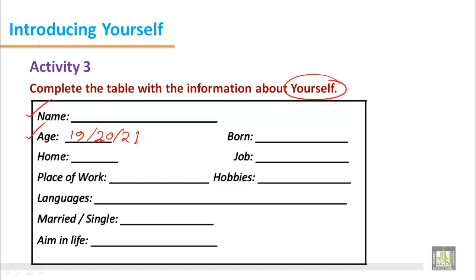Where were you born? You can write the place where you were born. So it can be Abha or something else. You write the information about your home. Where is your home? So this way you are going to complete the information about yourself. You can write the aim of your life here. Like Ali, he wants to be a teacher, but it can be different for you. You can write, for example, you want to be a manager, you want to be a doctor. Whatever you like to be in future, you can write here.